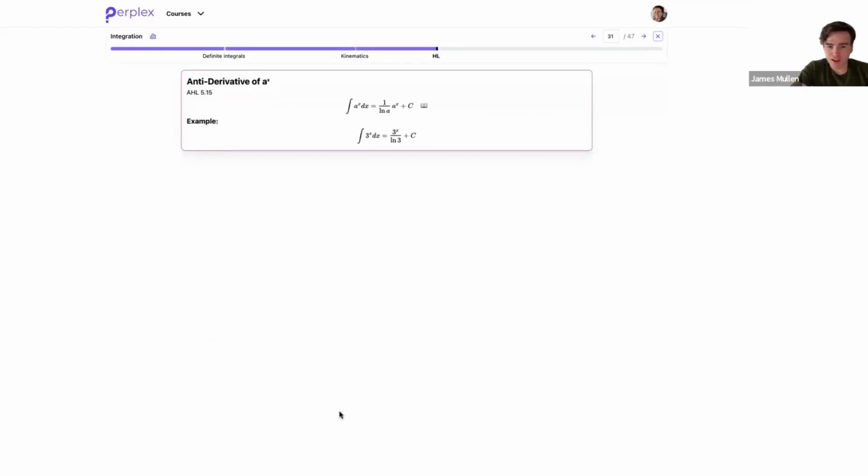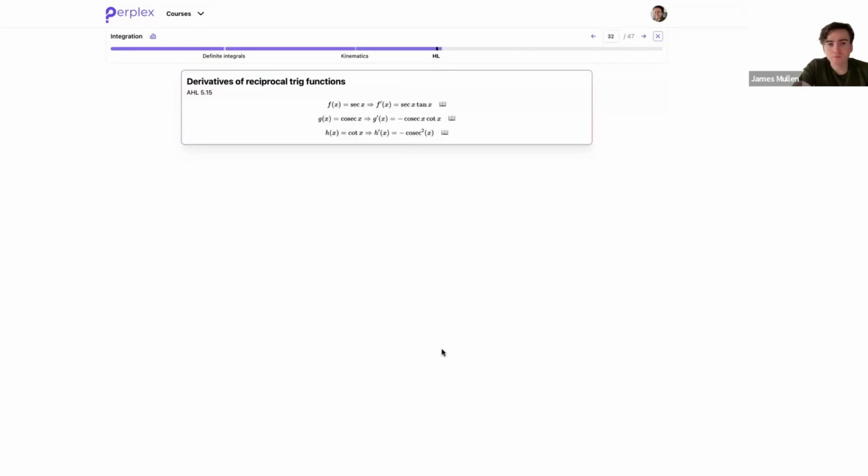Okay, so higher level content. We have a few more antiderivatives to learn. In particular, you have to know that the antiderivative of a to the power of x is 1 over ln a, times a to the x, plus c. It's in your formula booklet. So if I have the integral of 3 to the x, that's 3 to the x over ln 3 plus c. It rarely shows up on the exams, but it's in your formula booklet in case you need it.